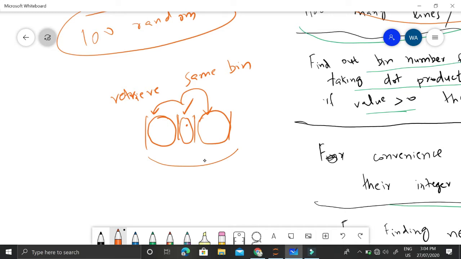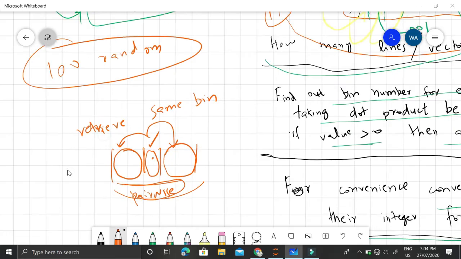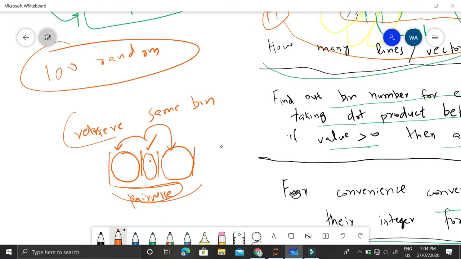The error metric will be decreased. The accuracy will be increased by doing this. However, the computational cost will again increase because we are including more neighboring samples, and we have to calculate more pairwise distances. So the idea here is very simple: instead of retrieving only the same bin, we could also use the idea of retrieving the close by bins.